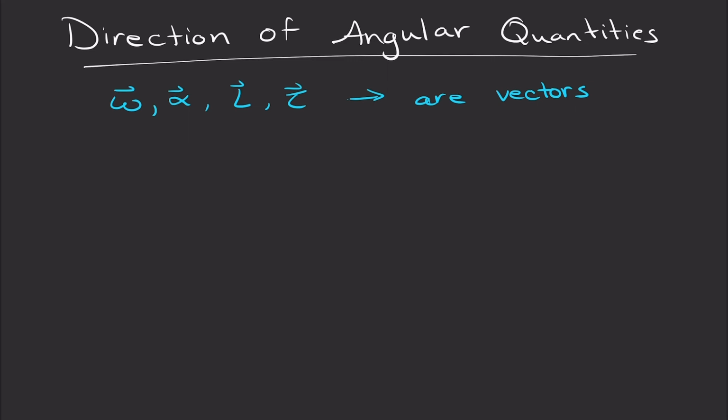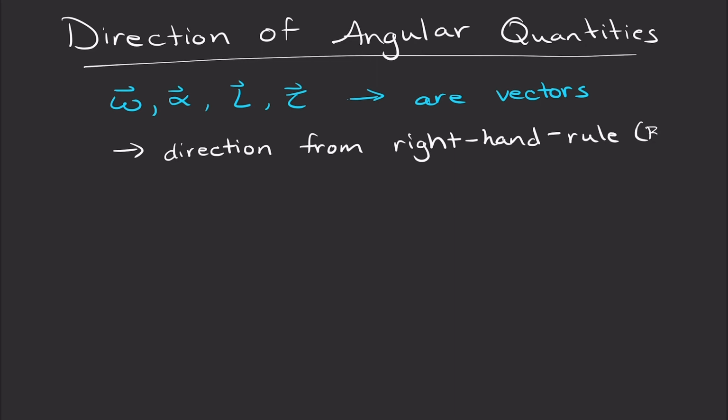And vectors have not only a magnitude, but a direction. So how do we get the direction? Well, in order for these things to rotate, they have to rotate about some axis, so they need some third dimension. And so we get the direction from something called a right-hand rule. So we always use right-handed coordinate systems. This is sometimes abbreviated RHR.